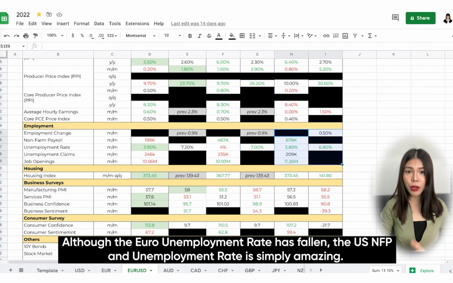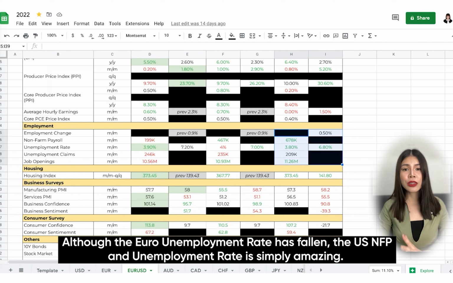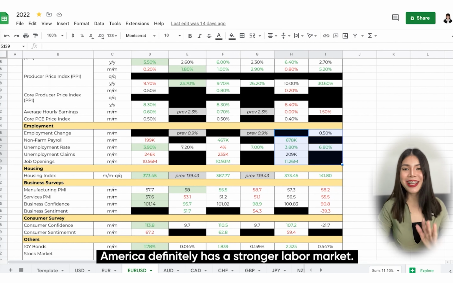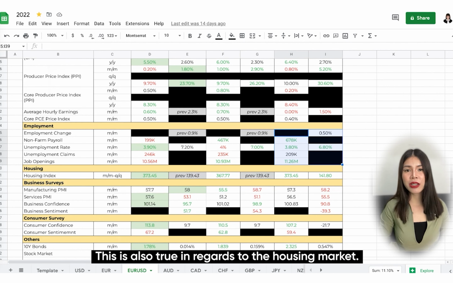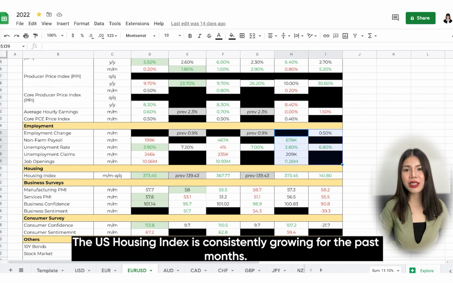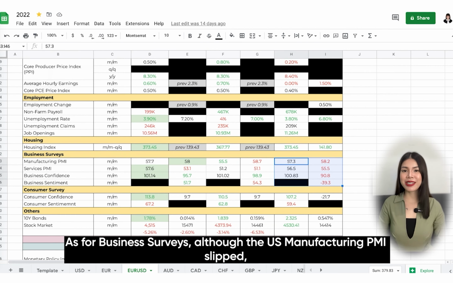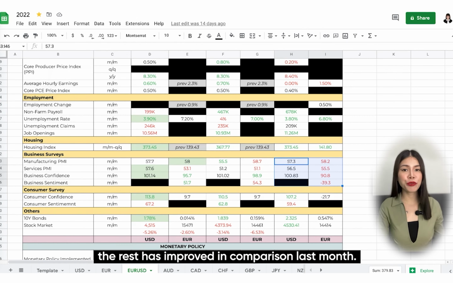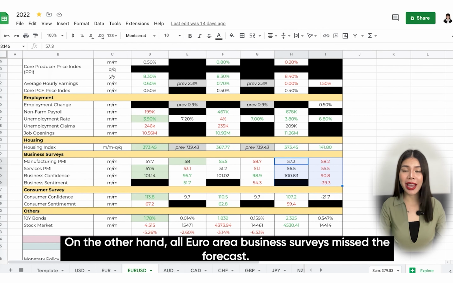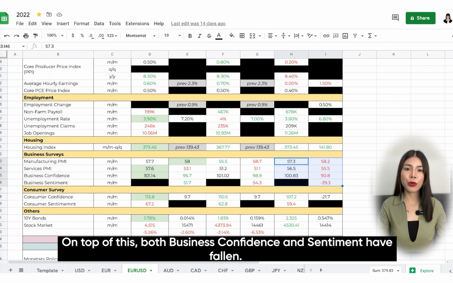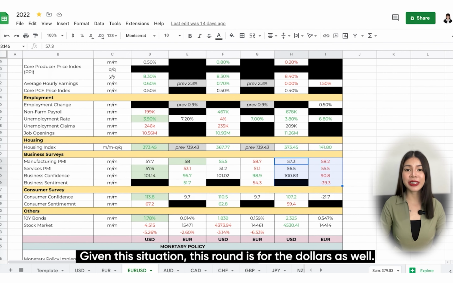Next is employment. Although the euro unemployment rate has fallen, the US NFP and unemployment rate is simply amazing. America definitely has a stronger labor market. This is also true in regards to the housing market. The US housing index is consistently growing for the past months. As for business surveys, although the US manufacturing PMI slipped, the rest has improved in comparison to last month. On the other hand, all euro area business surveys missed the forecast. On top of this, both business confidence and sentiment has fallen. Given this situation, this round is for the US as well.